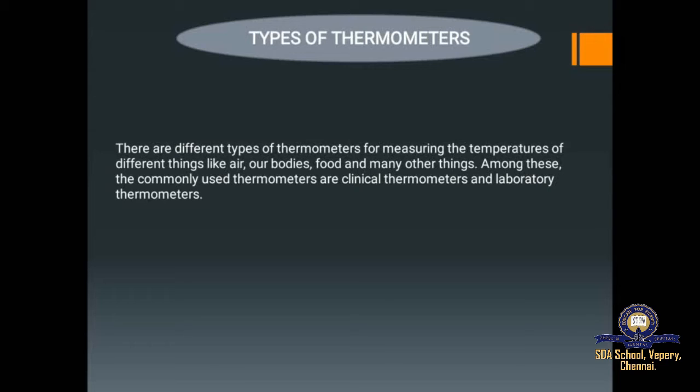Next we will see the types of thermometers. There are different types of thermometers for measuring the temperature of different things like air or body, food and many other things. Among these, the commonly used thermometers are the clinical thermometer and the laboratory thermometer.